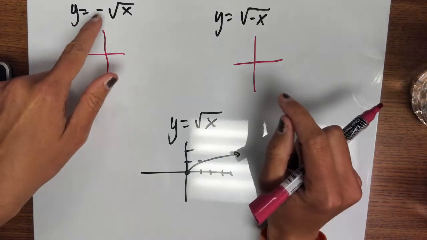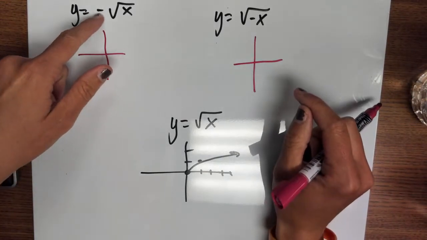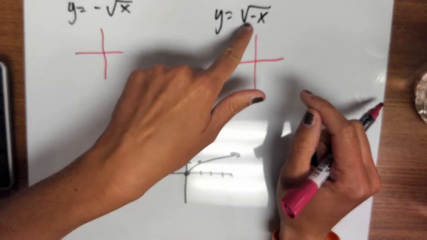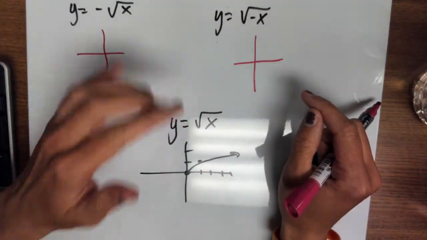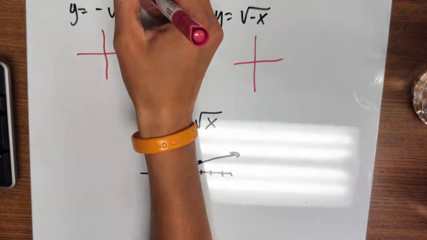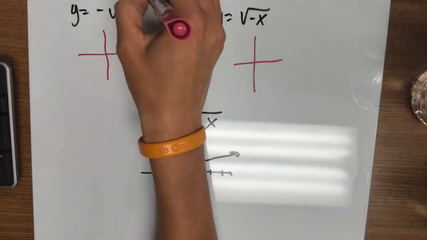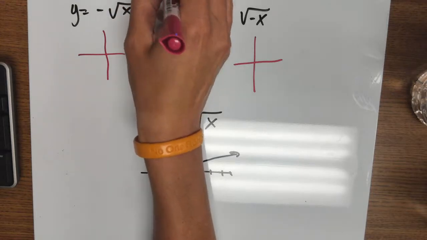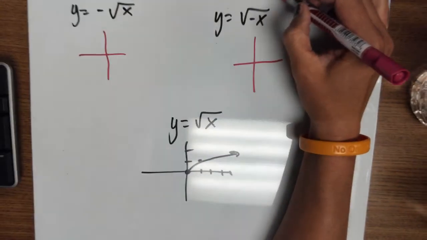slow and recognize that we have a negative on the outside of the operation here, and we also have a negative on the inside. If you're in a hurry, you're going to glance at these and do the same exact reflection for both. So it's important to recognize that if it's out of the operation, that's an x-axis flip. If it's in the operation, that's a y-axis flip.